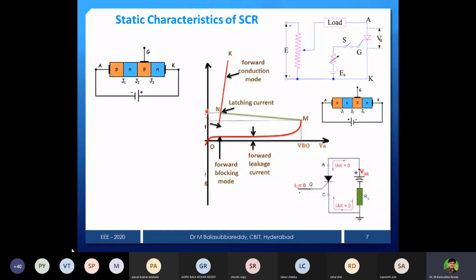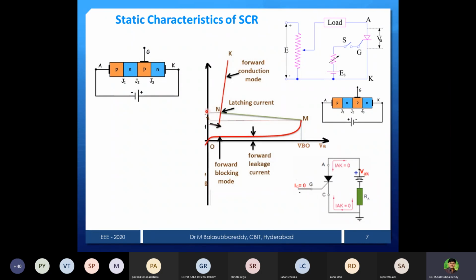And the third mode I explained: the reverse blocking mode, or breakdown. If you apply the same method in reverse, breakdown will also happen, but it is unwanted. We don't require operation in that mode. So that is the third quadrant operation.